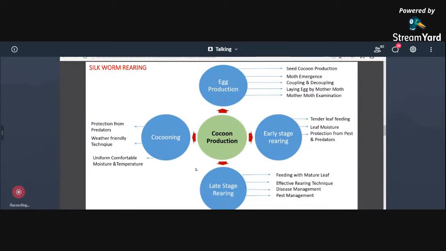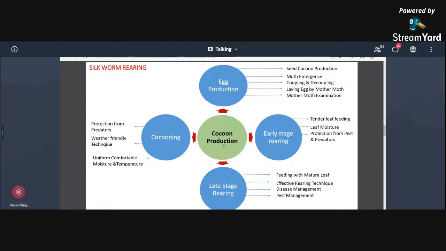So, silkworm rearing involves different types of scientific activities like egg production, to produce good eggs for good crops. Seed crop production is important. It should be specially reared so that the moths are very good and can lay healthy eggs. For this purpose, special care should be taken, and only castor leaf should be fed to the seed crop for seed crop production only.